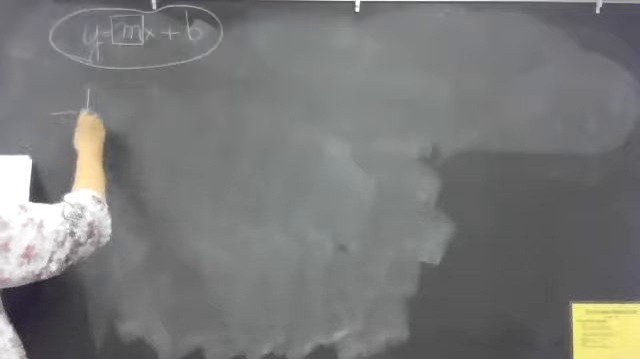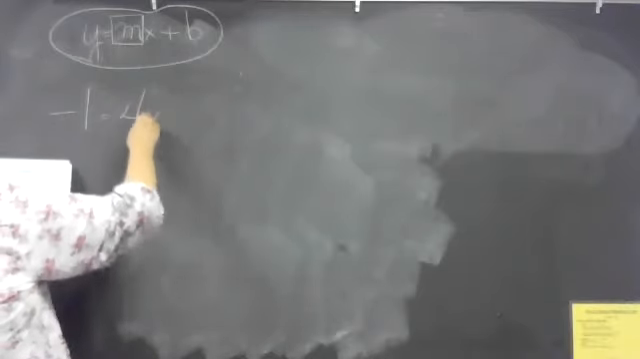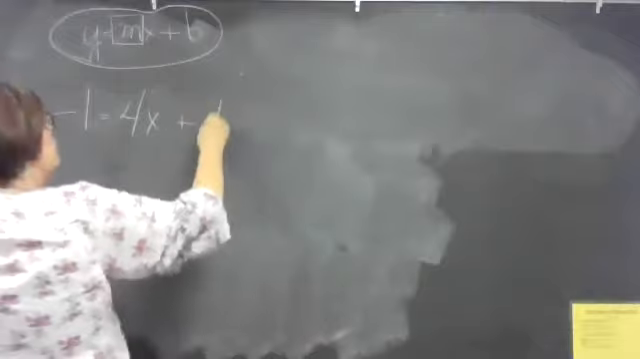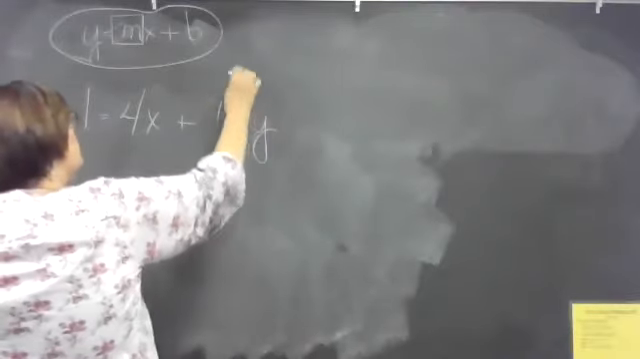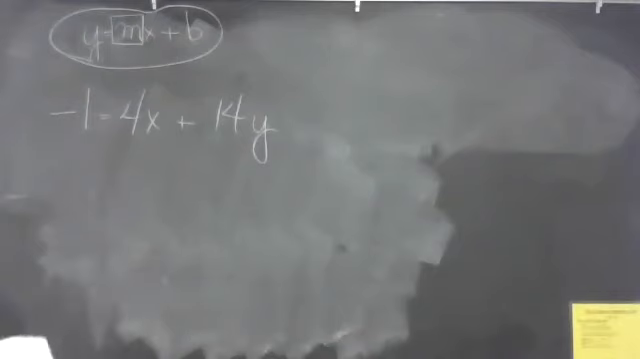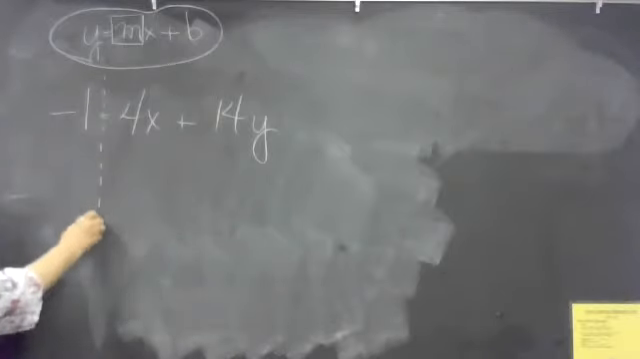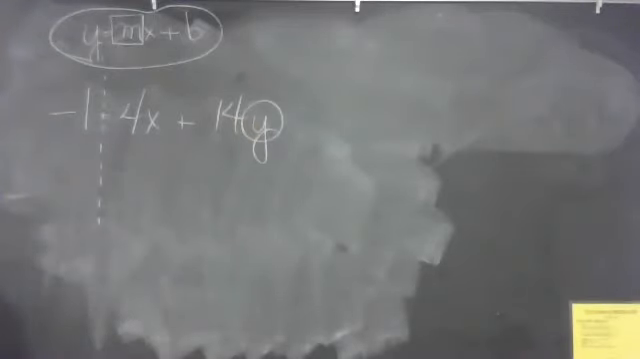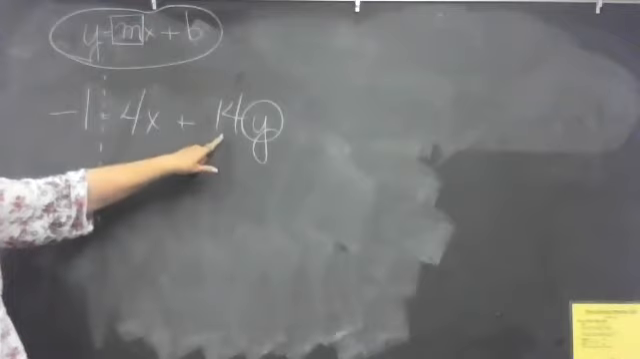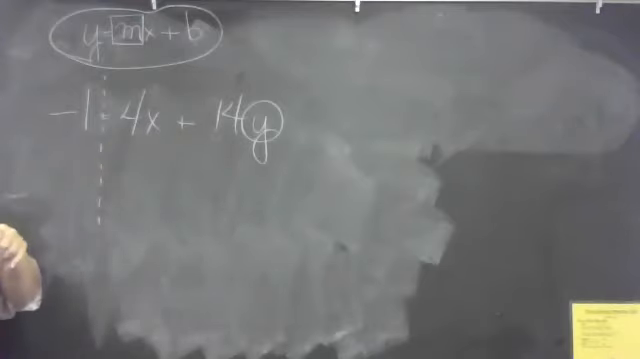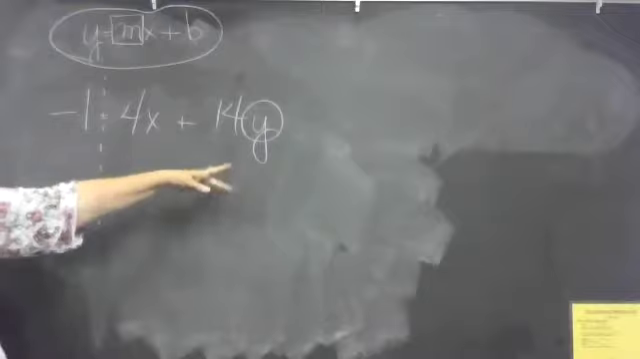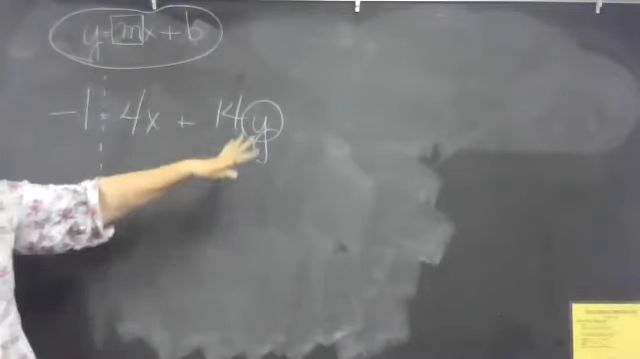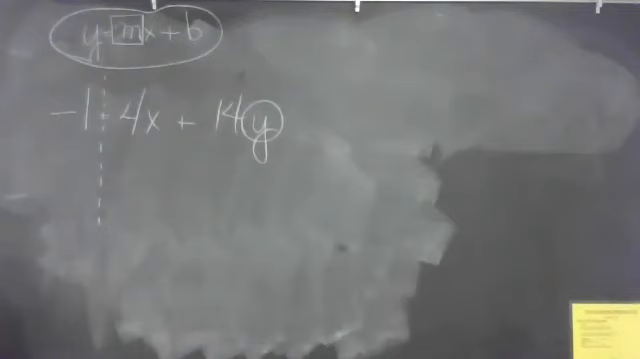So -1 equals 4x plus 14y. Now, we don't want to let this bother us. And so here's the y. That means on the y side, I need to get rid of the 14 and the 4x. It doesn't matter if it's on the right-hand side or the left-hand side. Wherever the y is, that's where we're going to work.